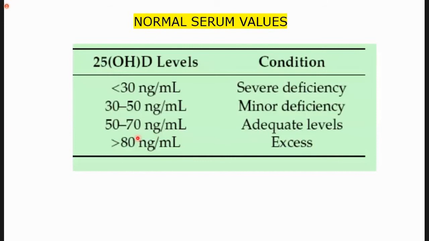Whereas excess or toxicity because of continuous intake of vitamin D can lead to toxicity of vitamin D, then the range is more than 80 nanograms per ml. So we can have conditions like severe deficiency, minor deficiency, and those plasma levels which fall in the normal range. And then we have toxicity levels which are greater than 80 nanograms per ml.